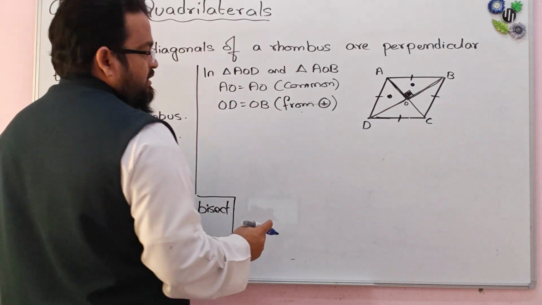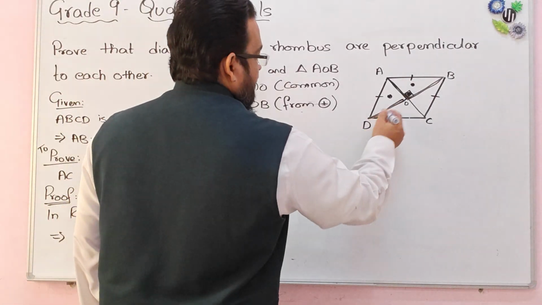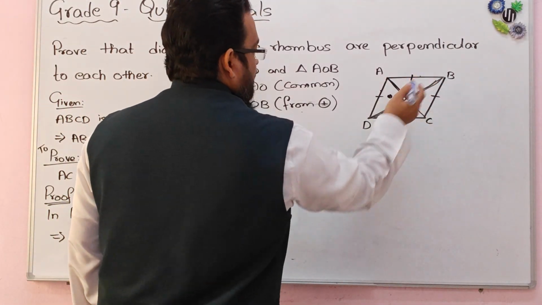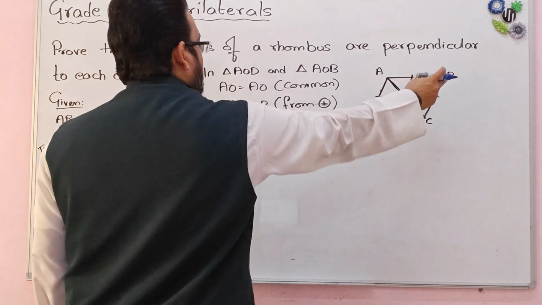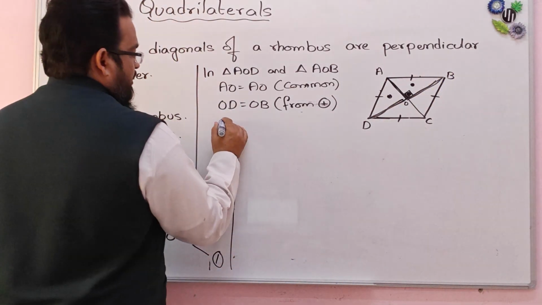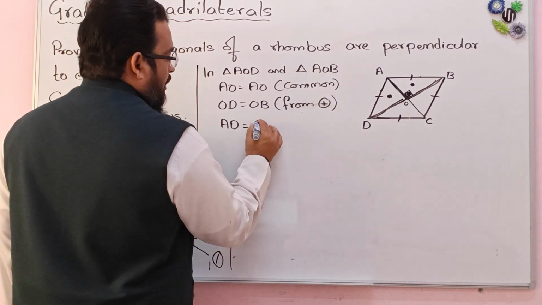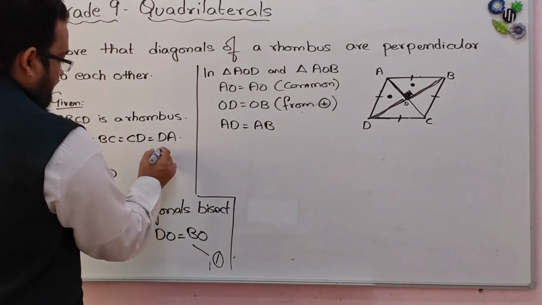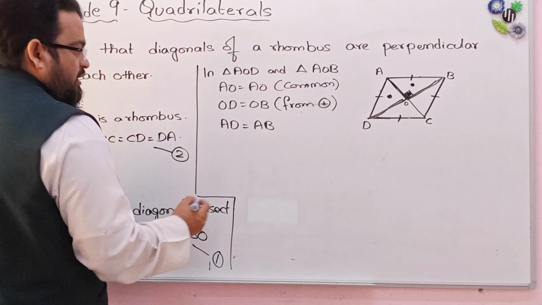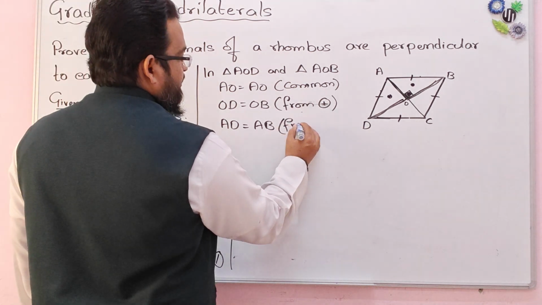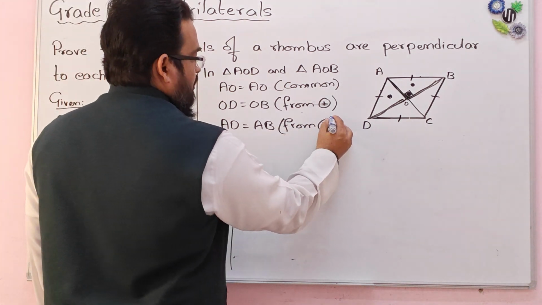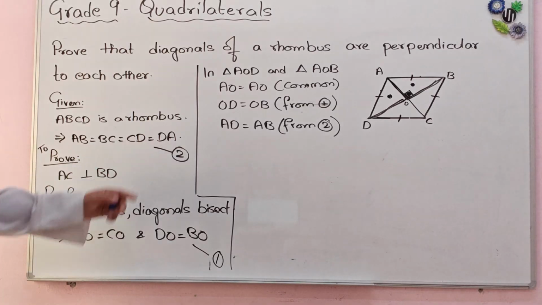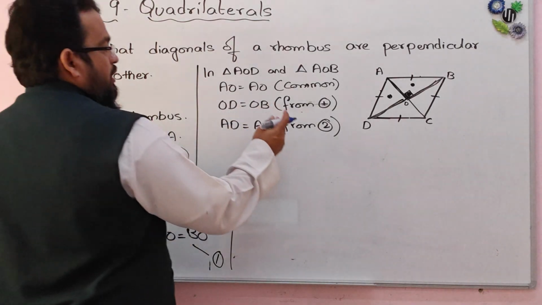And now what is the next? We have proved two sides. What is the third one? AD is equal to AB, because this is from the second statement. Already we have taken that.